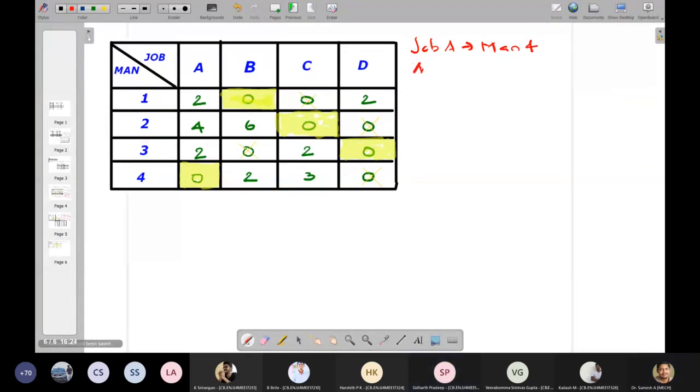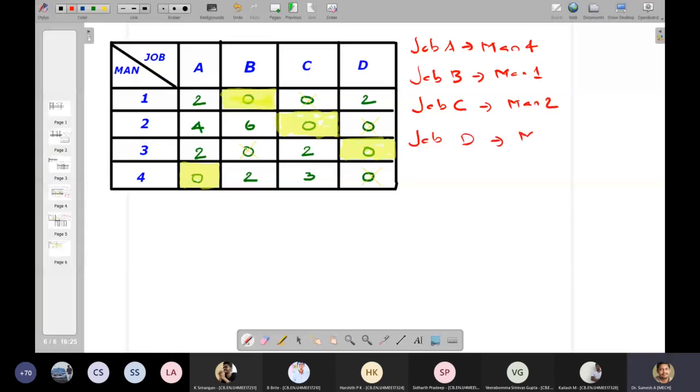Job B is assigned to men 1. Job C is assigned to men 2. And job D is assigned to men C. Now you can calculate the total cost of assignment.